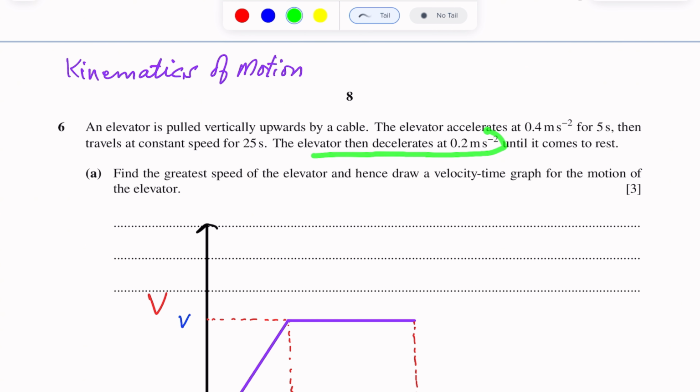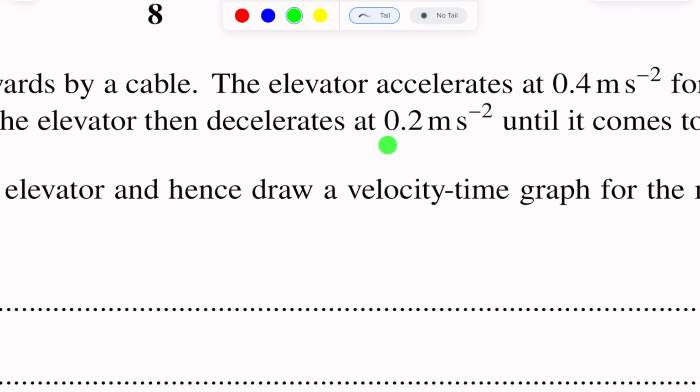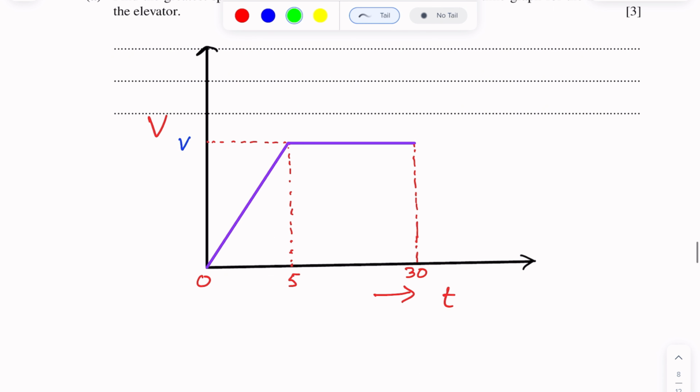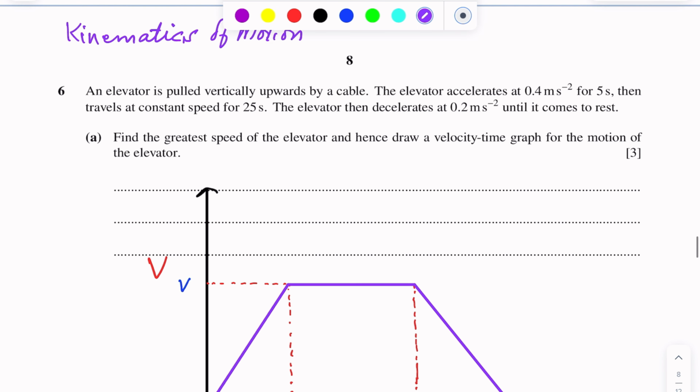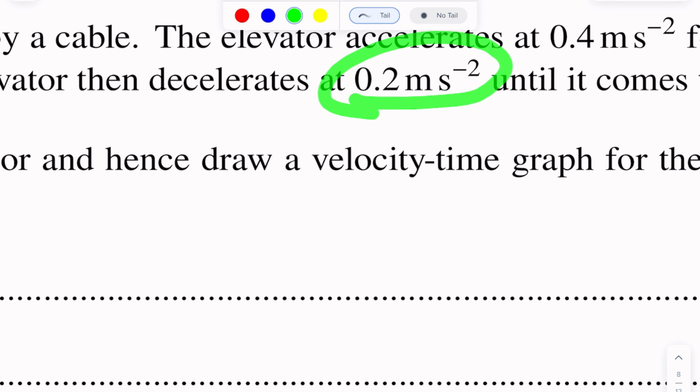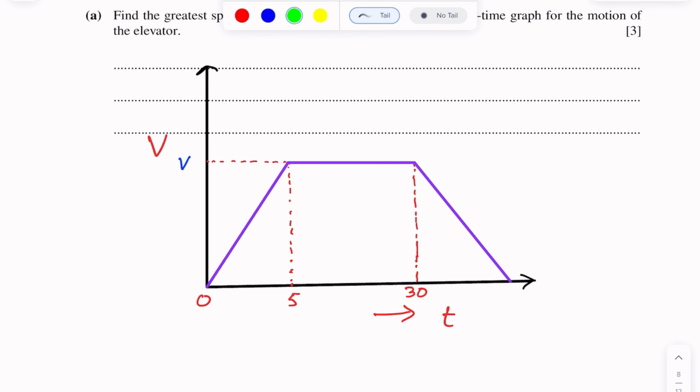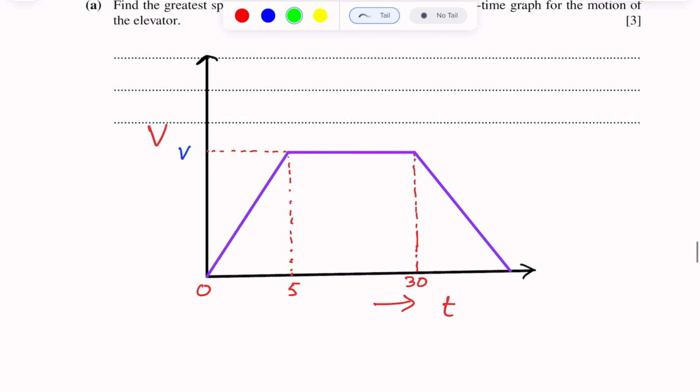The elevator then decelerates at 0.2 meter per second square until it comes to rest. Now we will make a straight line that shows the deceleration. Deceleration is 0.2 meter per second square until it comes to rest. The graph touches the x-axis, which shows that the elevator is at rest here, and we will find the time here. Let it be t.